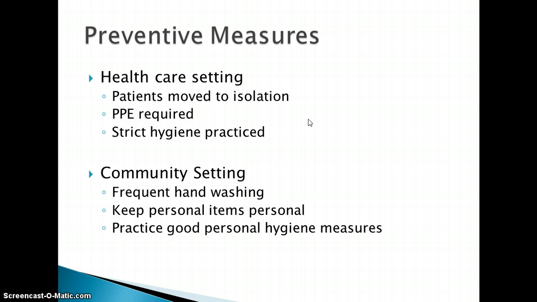In order to prevent MRSA in the healthcare setting, if a patient does show signs of the infection, they are immediately moved to isolation. Personal protective equipment is required for anyone that enters the room, and strict hygiene must be practiced. In the community setting, to prevent MRSA, frequent hand washing is really important, making sure that personal items are kept personal. Even sharing towels or clothing can spread the infection. And just practicing good hygiene measures, showering, bathing, helps as well.